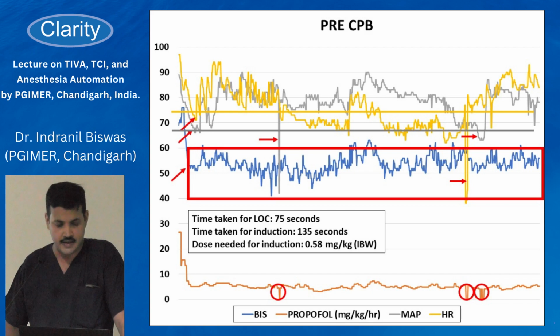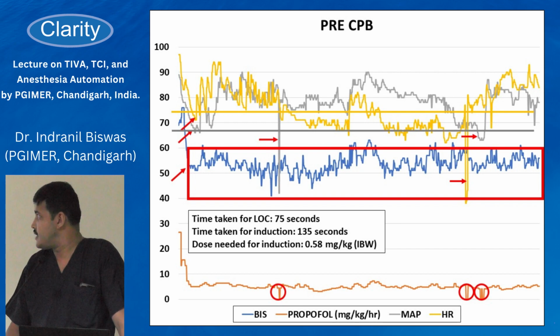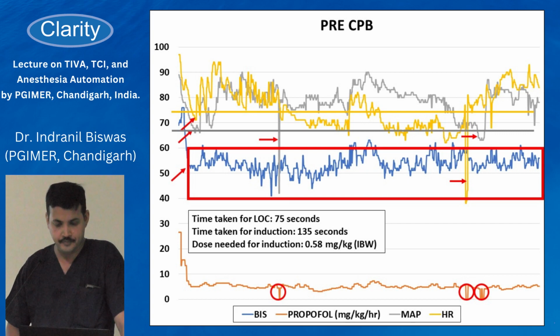So after achieving BIS, you can see that after coming into the target range, the BIS is maintained fairly well within our target range of 40 to 60. So this is our target range of 40 to 60, and you can see the BIS has been maintained fairly well within this time period, more than 90% of the time.